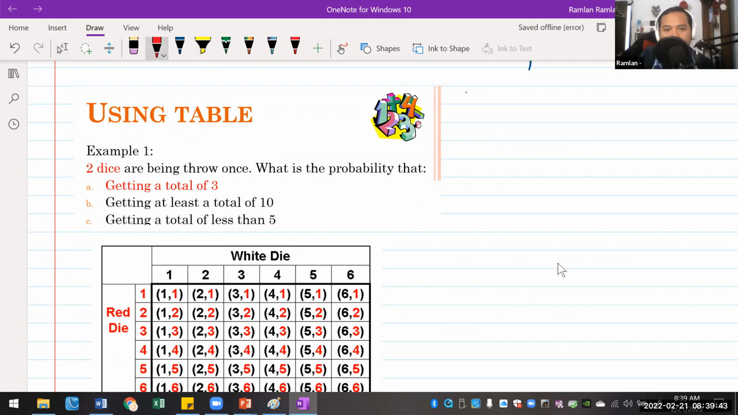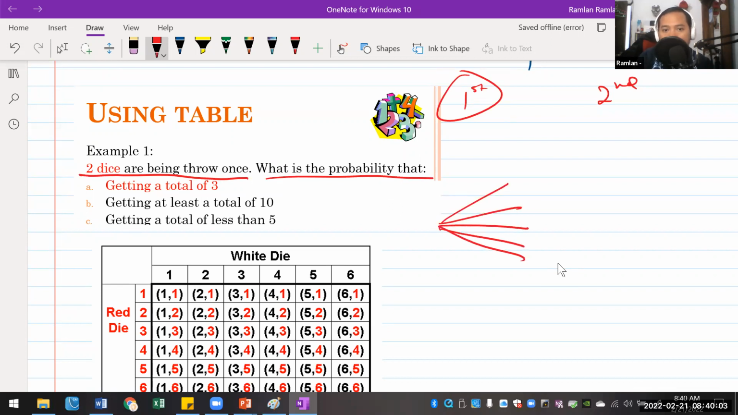So this is the first die, and then this is the second die. Okay, 2 dice are being thrown once. What is the probability of getting 3, at least 4, and so on, right? So the first die will have 6 sides, so I will have six branches: 1, 2, 3, 4, 5, 6. So notice that if I get a 1 in my first throw of the dice, the second one I can still get 1 to 6 for the second die, right? So the second die will be 1, 2, 3, 4, 5, 6.